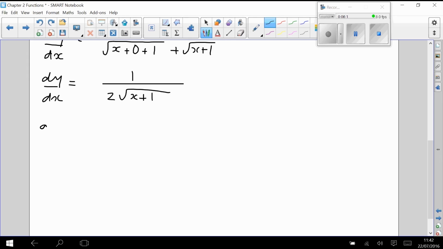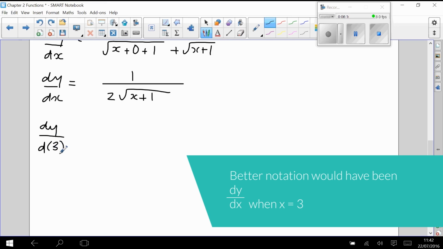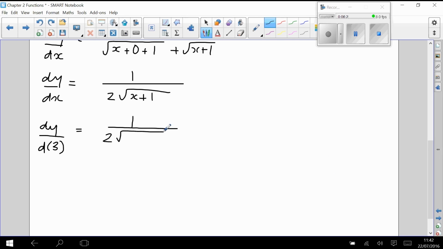So now, the gradient of the tangent to my graph exactly when x was 3 would have been given to me by 1 over 2 times the root of 3 plus 1. So the derivative, which is the gradient of my tangent, which I showed you very nicely in the sketch just now, is going to be 1 over 2 times 2, which is 1/4. You've now just very successfully, using the definition, found the gradient of the tangent to that curve exactly when x was 3.